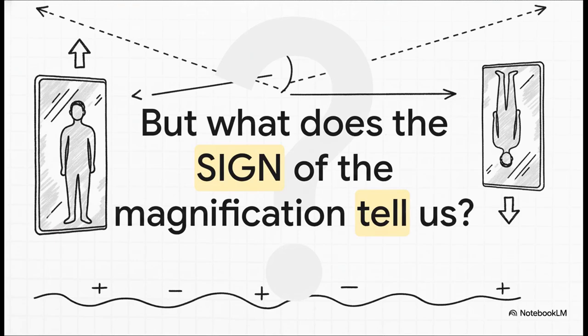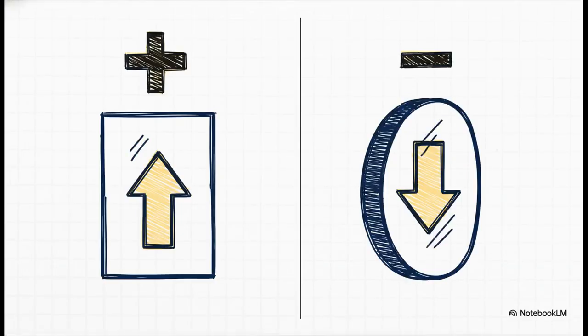So, we get what the value of M means for size, right? If M is 2, the image is twice as big. If it's 0.5, it's half the size. But what about the sign? What does a positive or negative M actually tell us? Well, it's actually super simple and kind of beautiful. A positive magnification means the image is upright, standing the same way as the object. A negative magnification means the image is inverted. Yep, it's been flipped completely upside down.